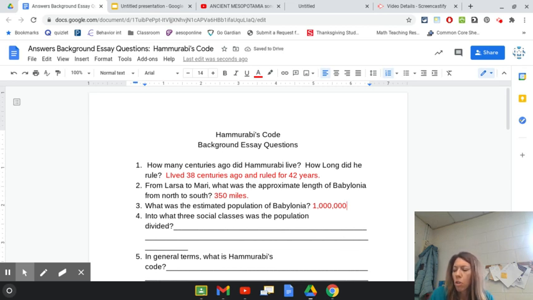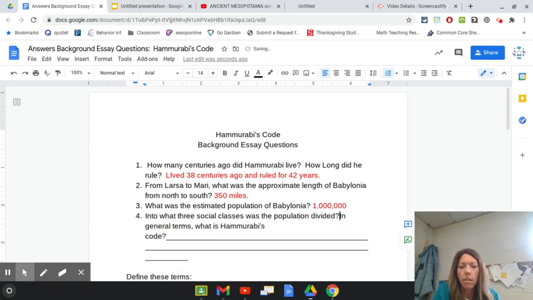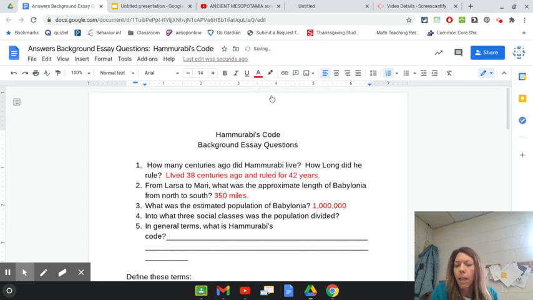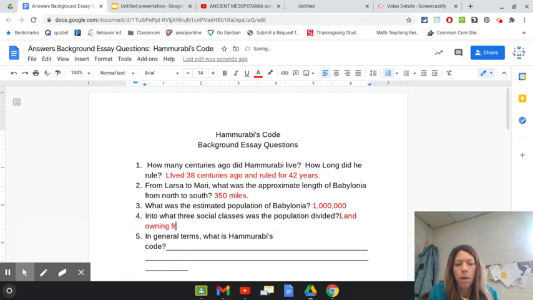Okay. Number 4. Into what 3 social classes was the population divided? So that was listed pretty clearly in that second column, I believe. And that would be land owning free men. I guess I put that together.